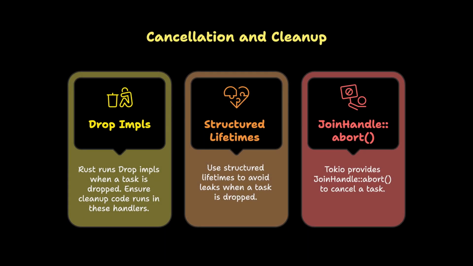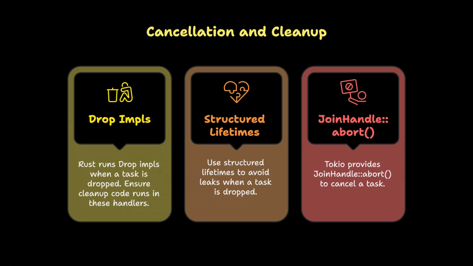Finally, cancellation and resource cleanup. When a task is dropped, for example, if you abort a join handle or the runtime shuts down, Rust will drop values owned by the future and run any Drop implementations, so you must ensure that cleanup code runs in those drop handlers or use structured lifetimes to avoid leaks. Tokio also provides JoinHandle::abort to cancel a task.